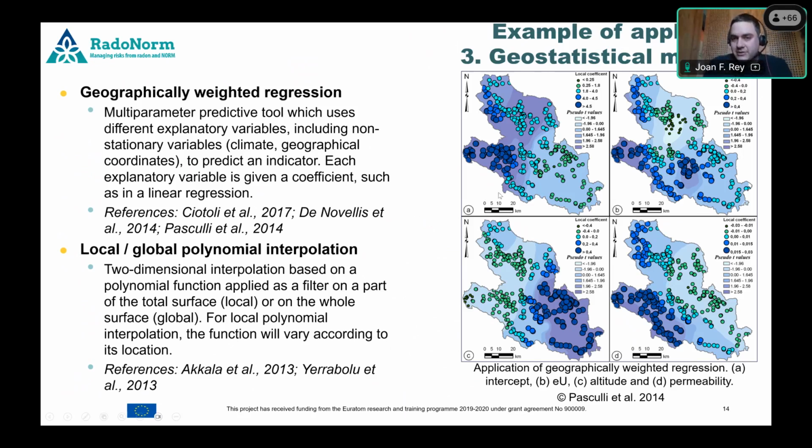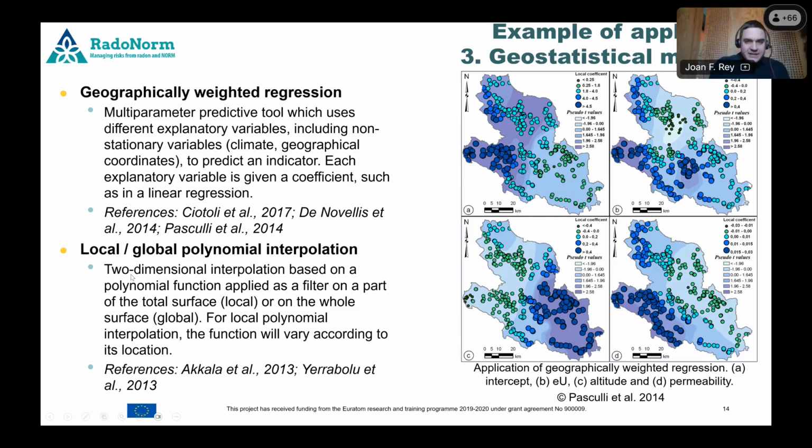It's really interesting because we can see here in A, this is the coefficient of the regression, the intercept of the regression. In B, we do have the equivalent uranium concentration. In C, we have the altitude, and in D, we do have the permeability of the soils. And this is really interesting because we can see here different spatial variability of the coefficients, but also of the p-values.